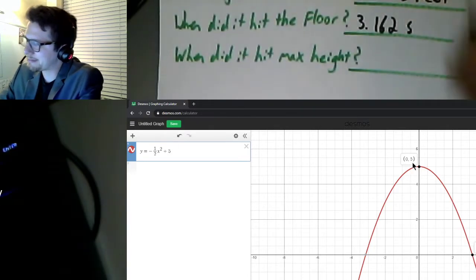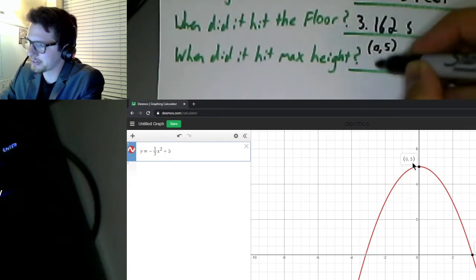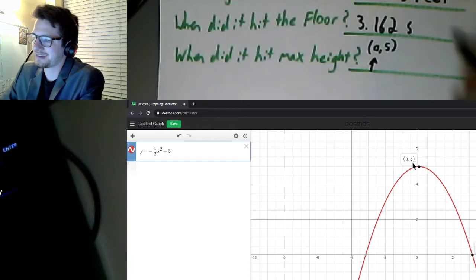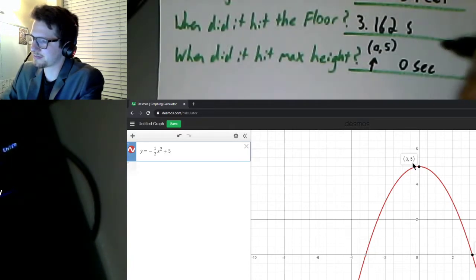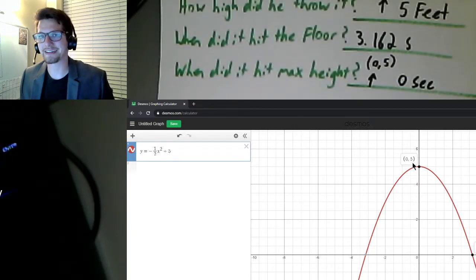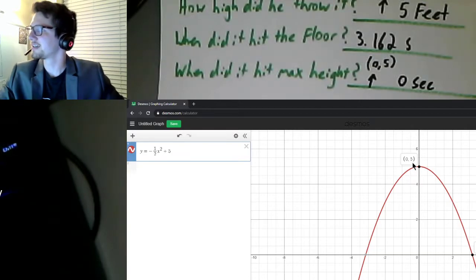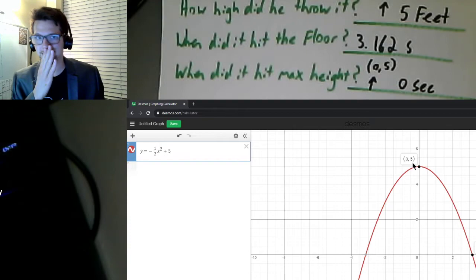Now, when did it hit max height? We also use the vertex, except we look at the first number. 0. 0 seconds. So that's all we're adding in here. We're doing the same things we did yesterday, except we're adding in one more element.